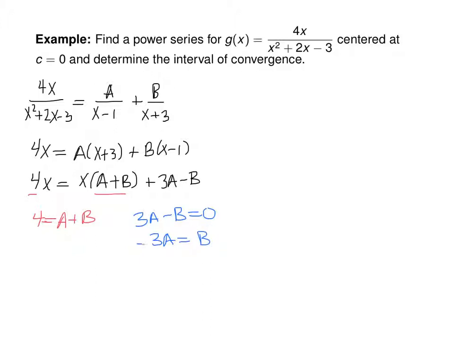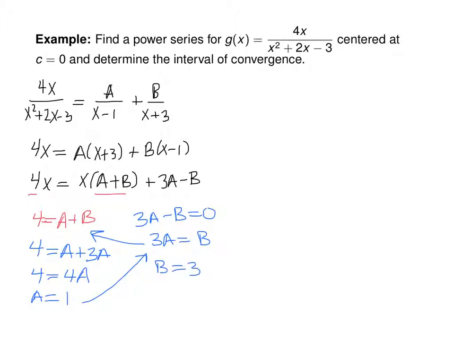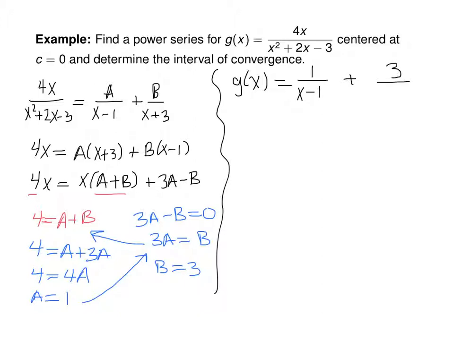So that using that, we have 4 is equal to a plus 3a. 4 equals 4a, and therefore a is 1. And if a is 1, going back to here, we figure out that b has to be 3. So that tells us that g of x is equal to 1 over x minus 1 plus 3 over x plus 3.